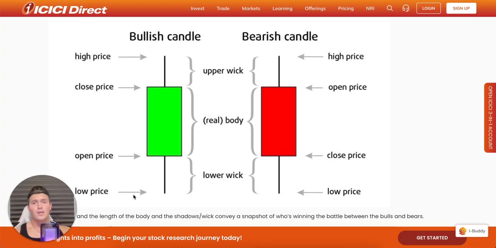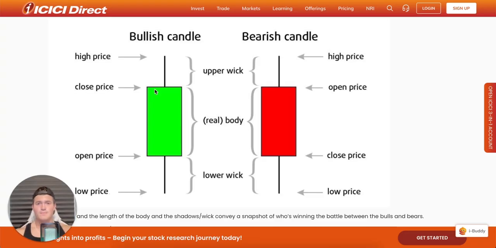So when the previous candlestick closed and the new candlestick began, it opened up right here, probably came down here to the low price, came all the way up here, and then ended and closed right here. So price is here at your close price.